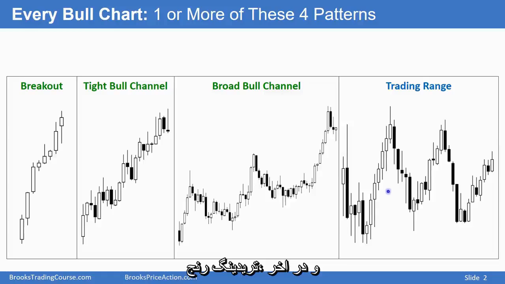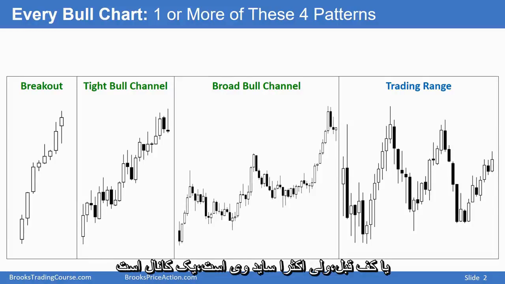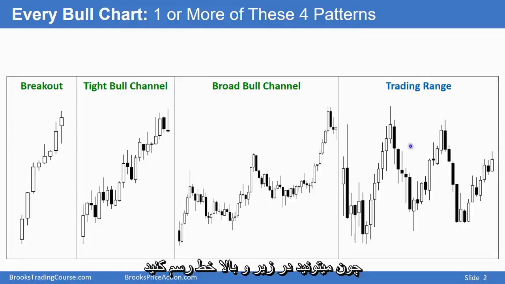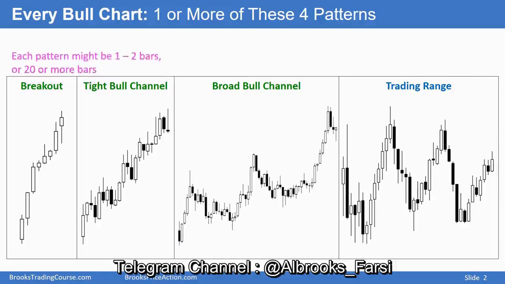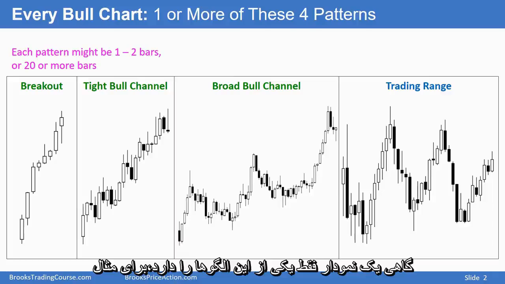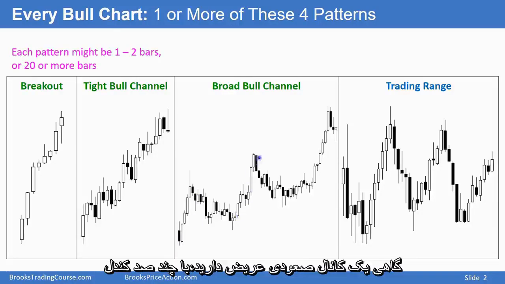And then finally, a trading range. The market is mostly sideways. Sometimes it has a new high. Sometimes the market goes above prior highs or below prior lows, but it's mostly sideways. It's a channel because you can draw lines below and above, but it's a sideways channel. Sometimes a chart will have only one of these patterns. For example, sometimes you'll have a broad bull channel that will last hundreds of bars.